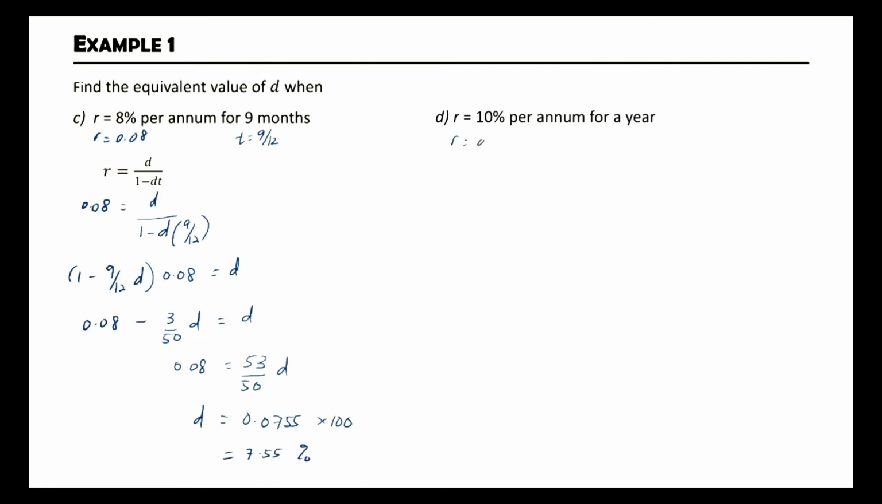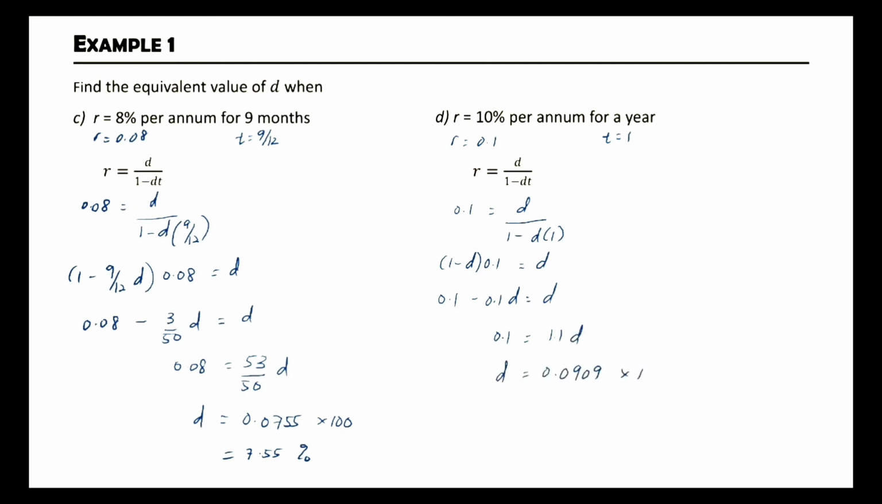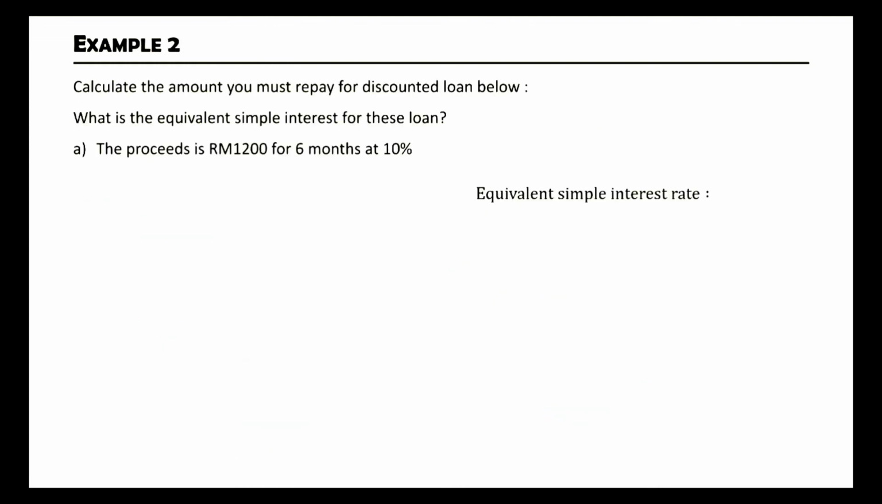Find R when d is equal to 10% per annum for a year. So d equal to 0.1, t is 1. R equal to d over (1 - dt). R equals 0.1 over (1 - 0.1). We get 0.1111, times 100. We get 11.11%.